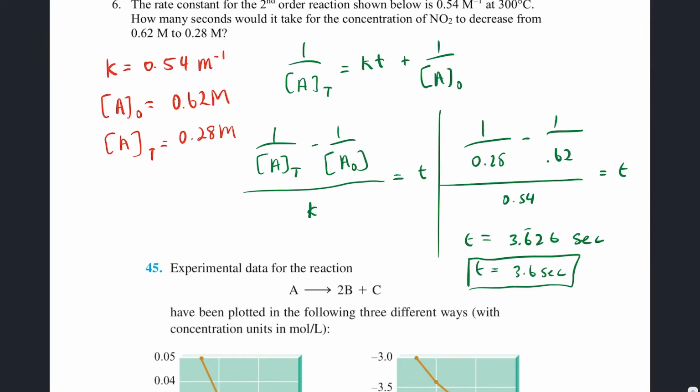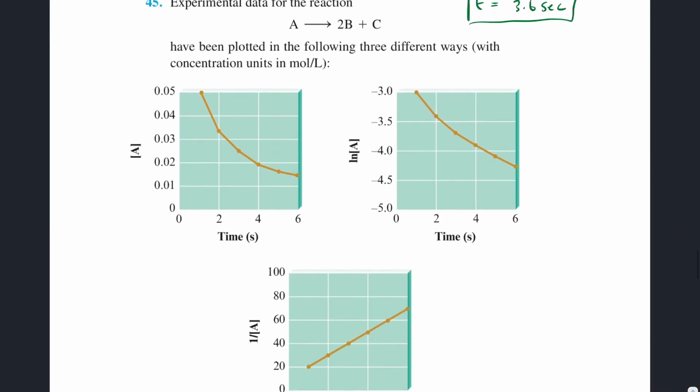But I encourage you, like any other problem in chemistry, to break down the problem into smaller segments that you understand, and hopefully you can rearrange it to something that is solvable. So that was our answer for the second order integrated rate law. So let's go to this next question, 45.